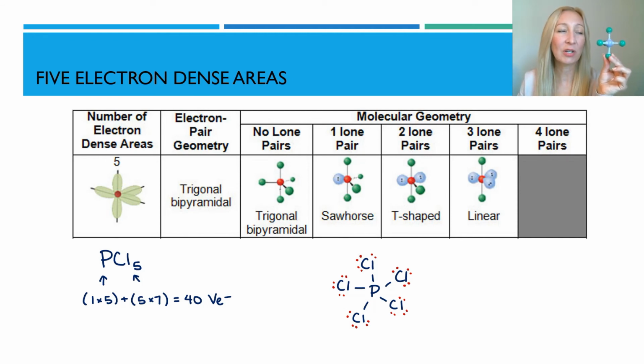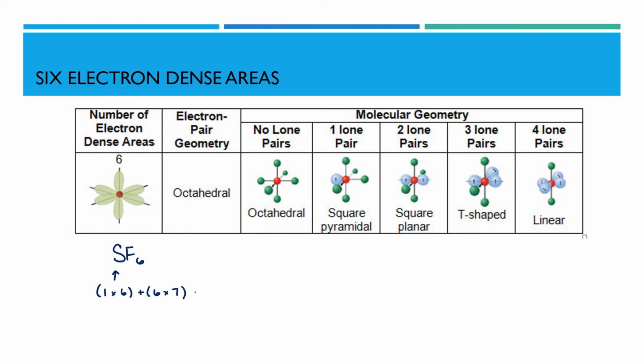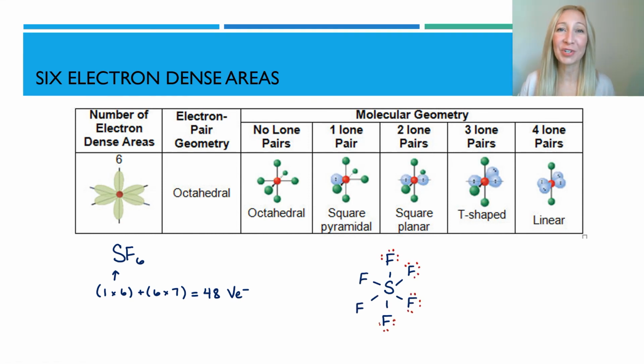So if these electrons need to get as far apart from each other as possible, and there are 5 regions of electron density, this is the shape that molecule is going to have. Now the last one that I want you to draw is sulfur hexafluoride, or SF6. Hopefully your Lewis structure looks something like this, and the three-dimensional structure is quite a bit more complicated.